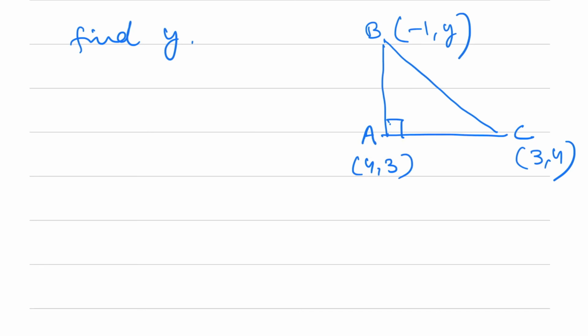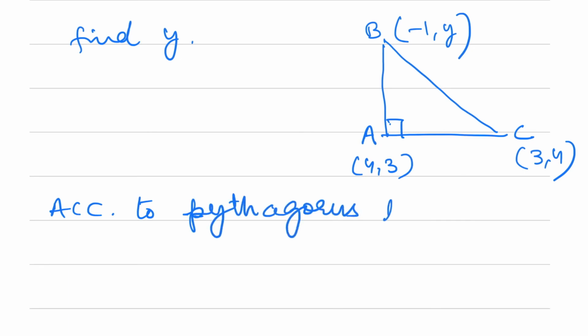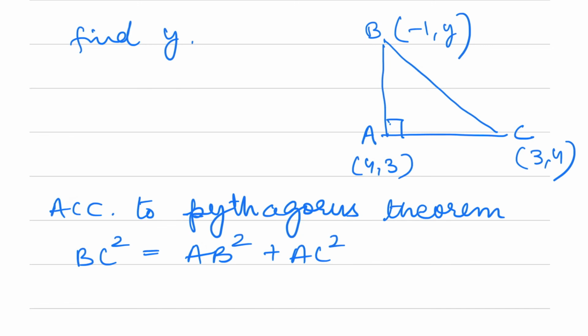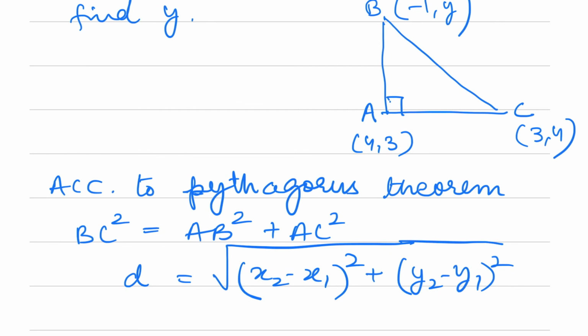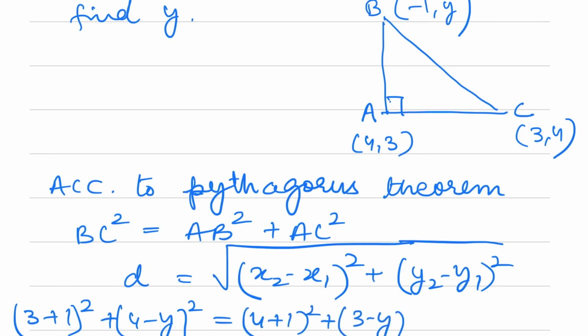Right angle. So we can see, according to Pythagoras theorem, BC square is equal to AB square plus AC square. Here we have to use the distance formula. So distance formula is D is equal to square root of x2 minus x1 whole square plus y2 minus y1 whole square. Let's substitute the values. So BC square will be equal to 3 plus 1 whole square plus 4 minus y whole square, is equal to AB square, which will be 4 plus 1 whole square plus 3 minus 3 whole square, and AC square will be equal to 4 minus 3 whole square plus 3 minus 4 whole square.